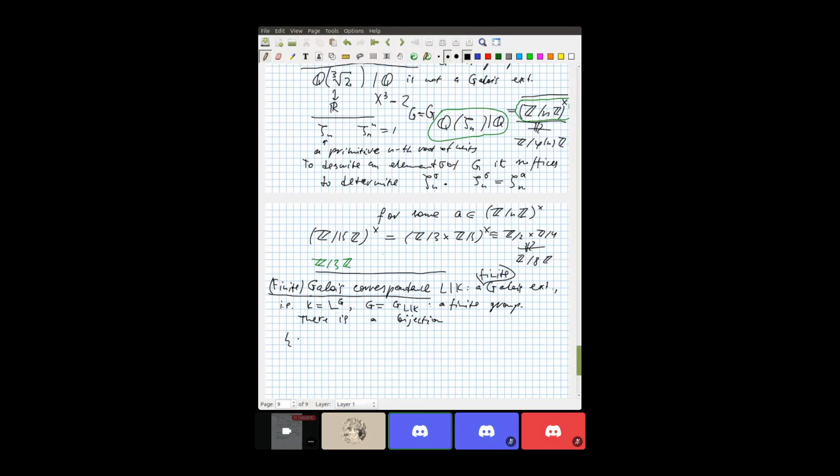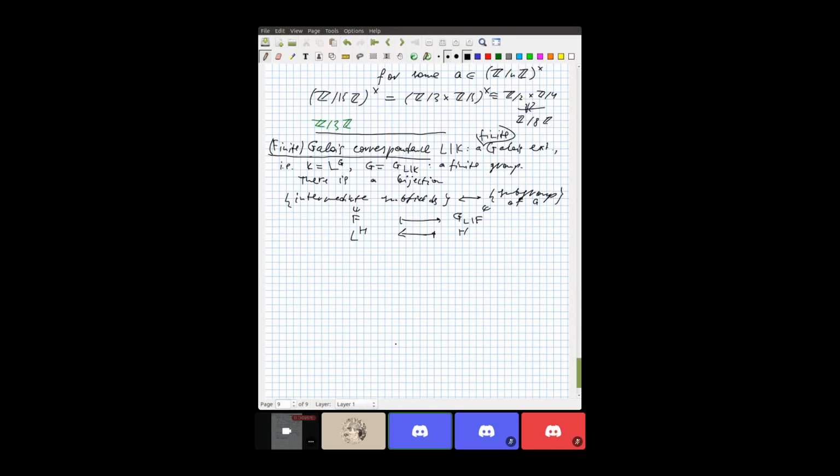between intermediate subfields and subgroups of the Galois group. Namely, to each subfield you associate the automorphism group fixing this subfield, and to each subgroup you associate the fixed subfield of this group.